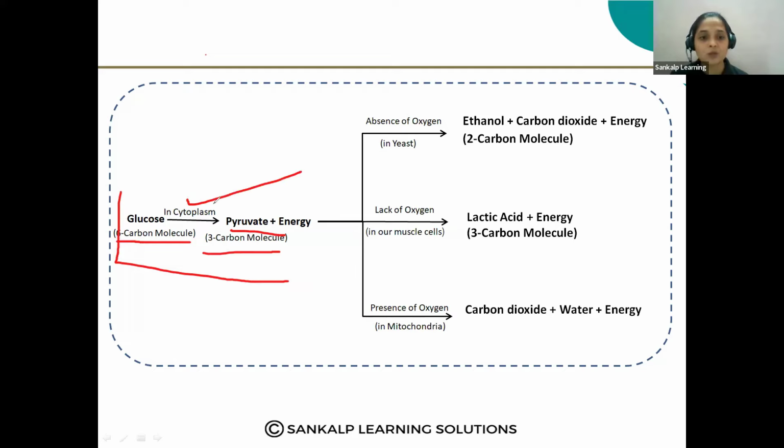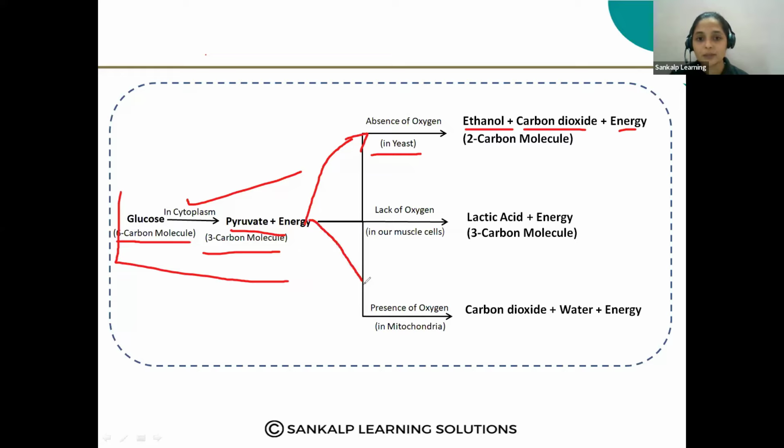Please concentrate. For multiple choice questions, this is very important. Glucose converts into pyruvate in the cytoplasm for both aerobic and anaerobic respiration. The first step is conversion of glucose into a pyruvate molecule. Okay, then see the first step in anaerobic respiration. Here, in the absence of oxygen in yeast, what products are formed? Ethanol, carbon dioxide, and energy are formed. Here the energy released is very little. So what are the products? Ethanol, that is alcohol, and carbon dioxide, and energy is released, right?